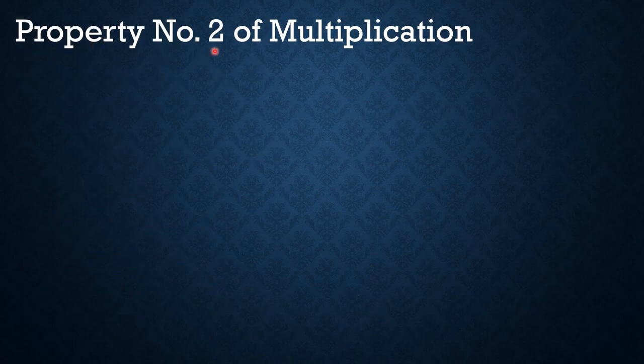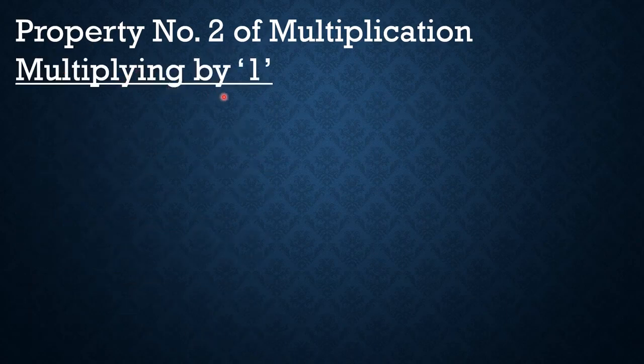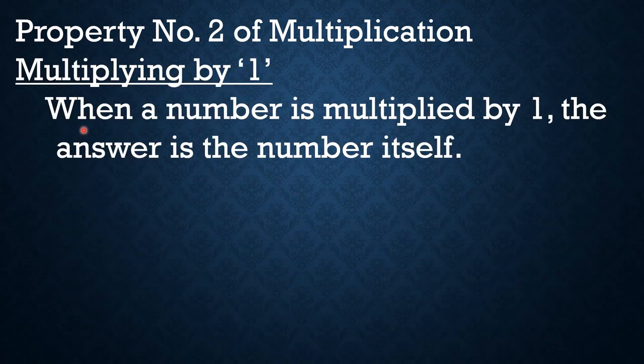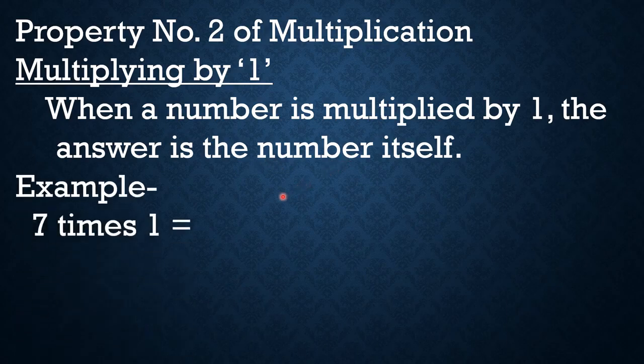Now in property number 2 of multiplication, multiplying by 1. So here we will multiply a number by 1. When a number is multiplied by 1, the answer is the number itself. जब हम किसी नंबर को 1 से मल्टीप्लाई करते हैं तो हमारा आंसर वही नंबर आता है. Okay, let's see example. 7 times 1 यानी कि 7 बार 1. 7 बार 1 means 7. Okay, and 7 multiplied by 1 is 7.